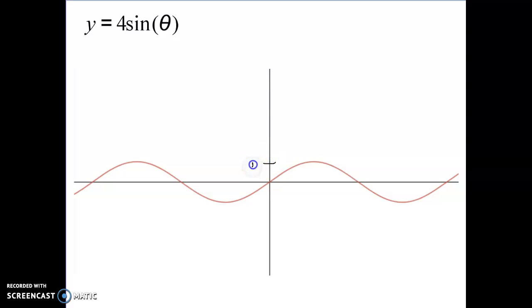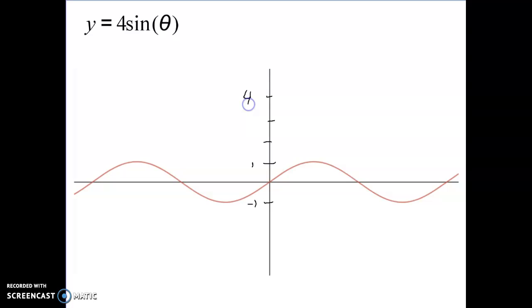So that means my graph is going up and down 1 unit from the midline. And I can see in this case, the midline is the x-axis. The midline is the line y equals 0. So when I multiply this by 4, when I have a vertical stretch of 4, what's going to happen is the amplitude is going to change by a factor of 4.